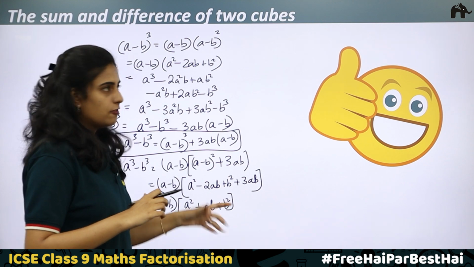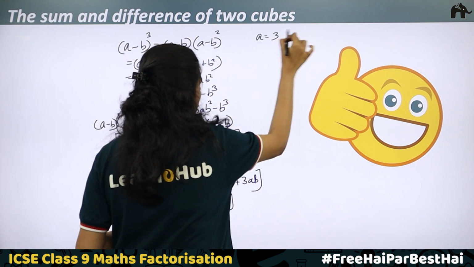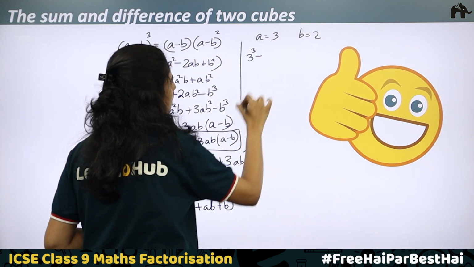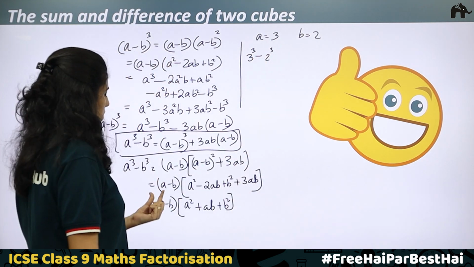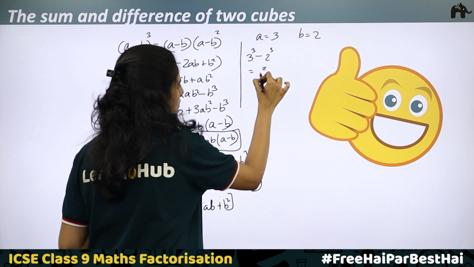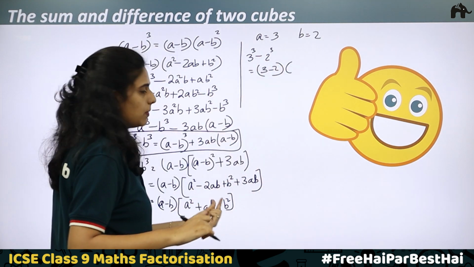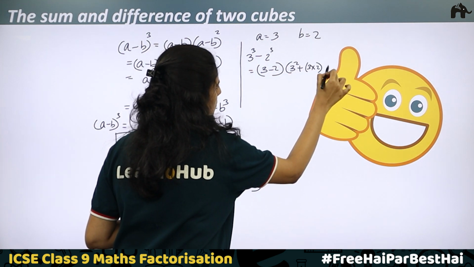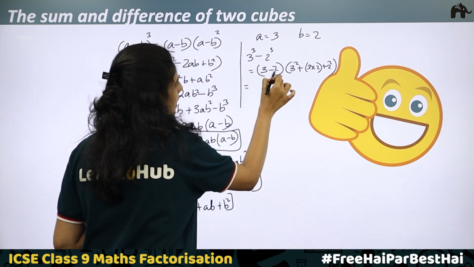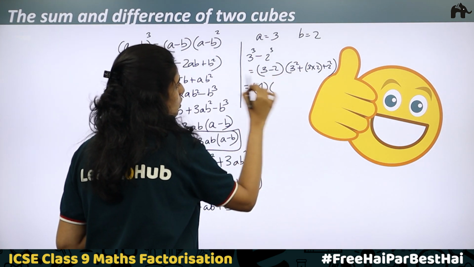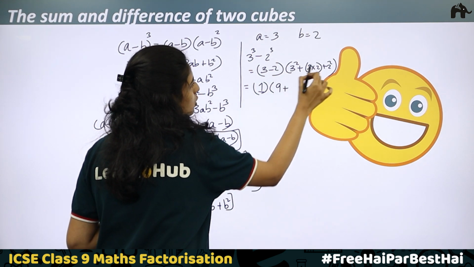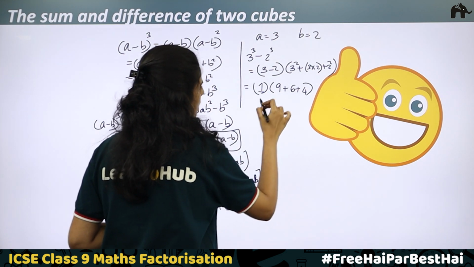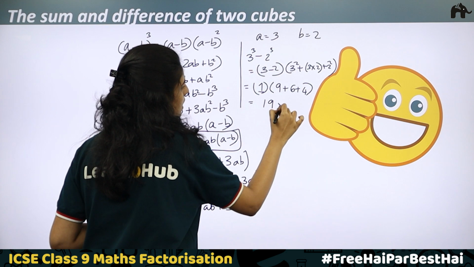Clear? For example, if you are having a is equal to 3 and b is equal to 2, 3 cube minus 2 cube we need to find. First we need to get a minus b, which is equal to 3 minus 2. Then we need to find a square plus ab plus b square: 3 square plus 3 into 2 plus 2 square, which is equal to 3 minus 2, that is 1, into 3 square 9 plus 3 into 2, that is 6, plus 2 square 4. How much do we get? We'll be getting 19 into 1.